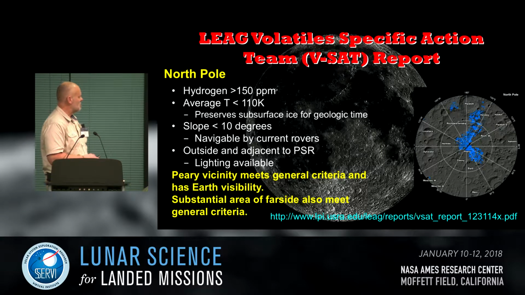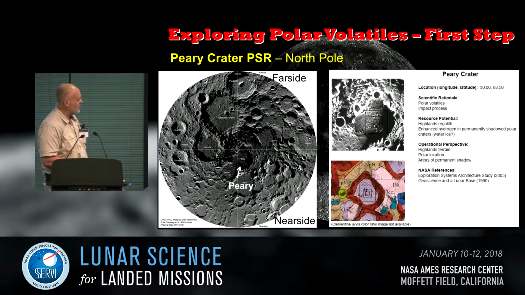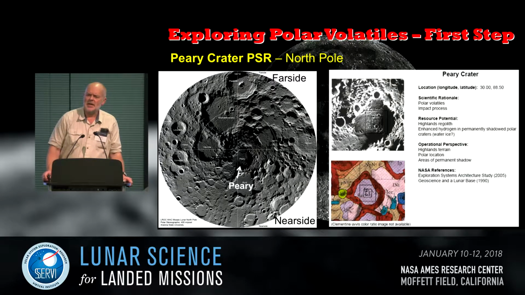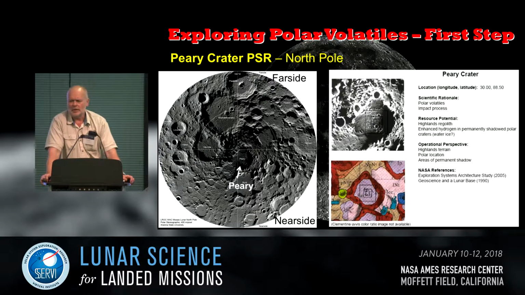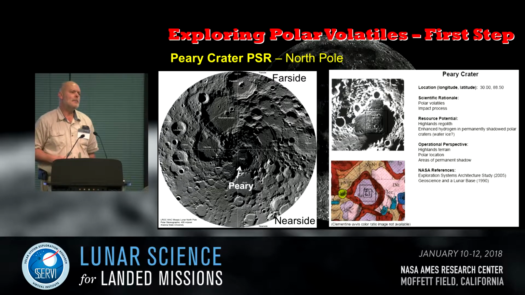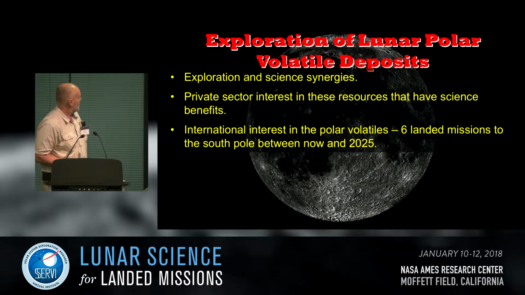So there are also substantial areas on the far side, but I focus in on Peary because it is in partial shadow. You don't have to deal with the slopes as such as if you're going to traverse down that crater wall. You can land in that crater and you can go in, you can come out and warm up. So you could use maybe a Resource Prospector type rover to actually start doing some really good in situ science in a PSR that we know has significant water equivalent hydrogen.